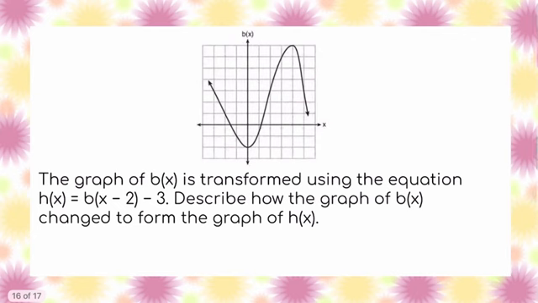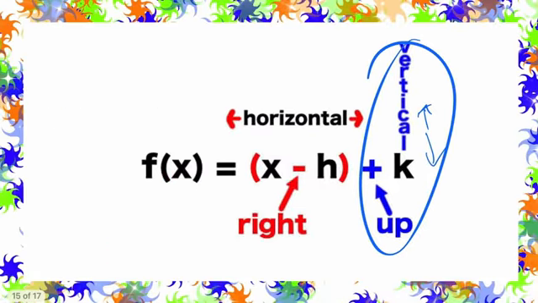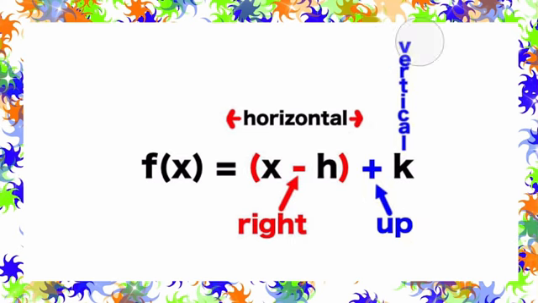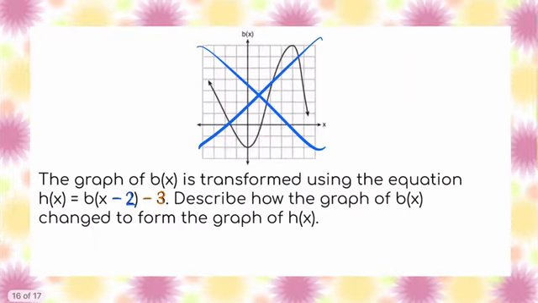All right, let's do one more. The graph of b of x is transformed using the equation b of x minus 2, minus 3. Describe how the graph of b of x changed to form the graph. This sounds way worse than it is. You don't even need this graph here. They're just asking you, what does it mean when you have a minus 2 inside parentheses and a minus 3 outside of parentheses? How can you describe that movement?